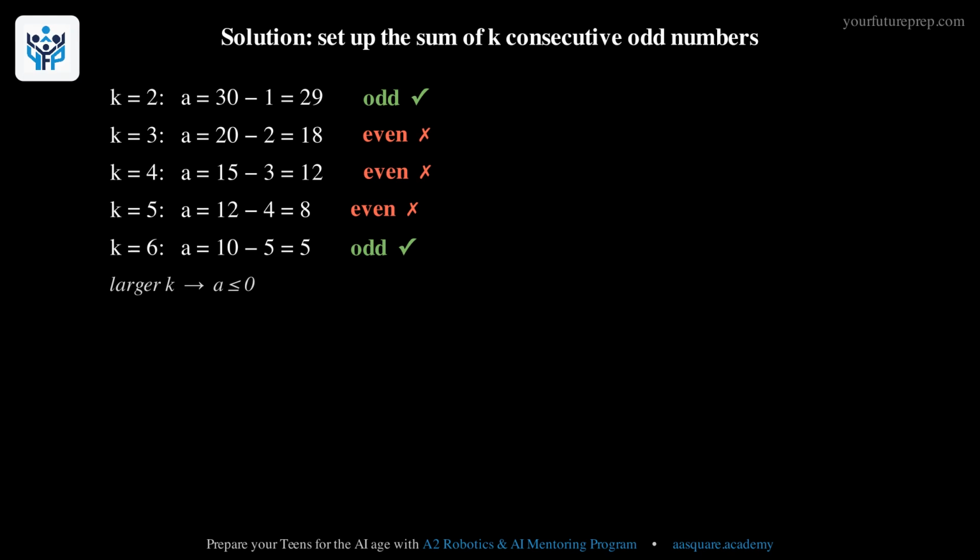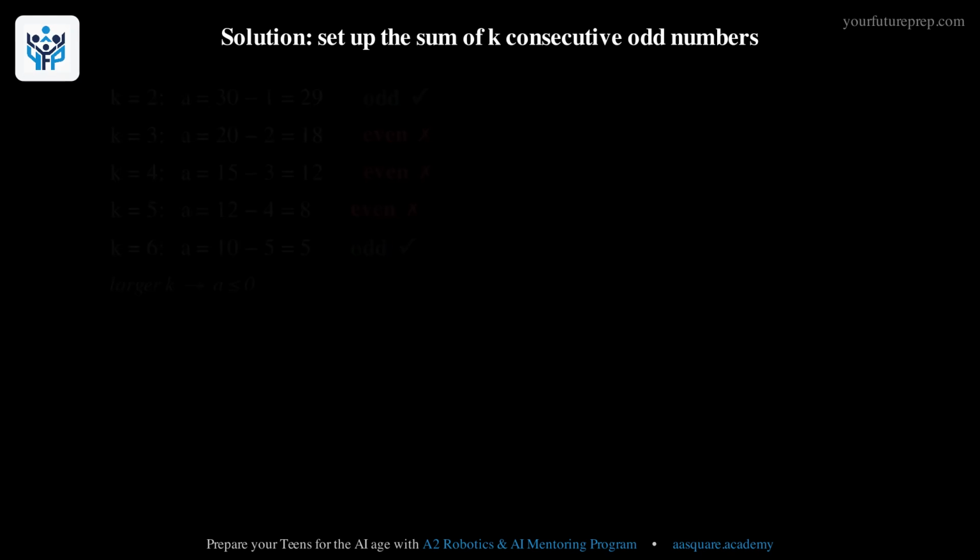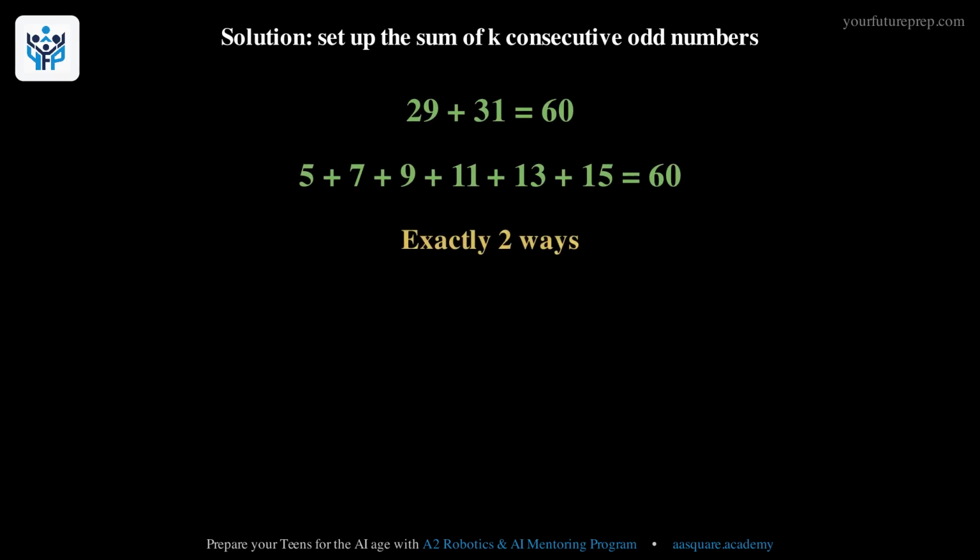Larger k make a 0 or negative. So there are exactly two ways. 29 plus 31 equals 60. And 5 plus 7 plus 9 plus 11 plus 13 plus 15 equals 60. So the answer is 2.